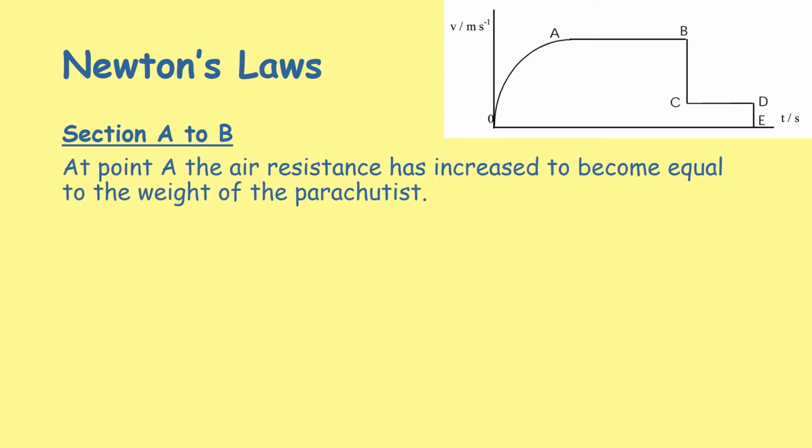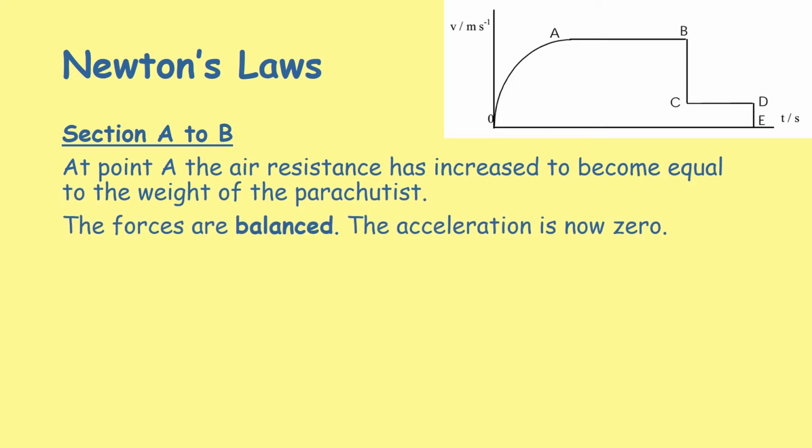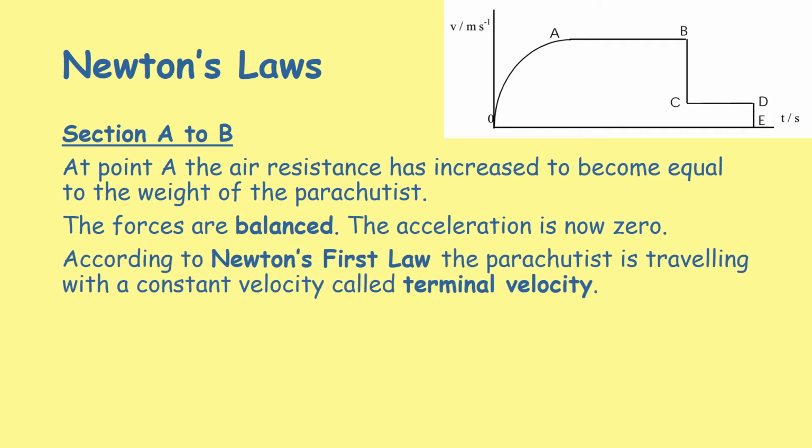Section A to B. At point A, the air resistance has increased to become equal to the weight of the parachutist. The forces are balanced, therefore the acceleration is now 0. And so according to Newton's first law, the parachutist is travelling with a constant velocity called terminal velocity. At point B, the parachute is opened.